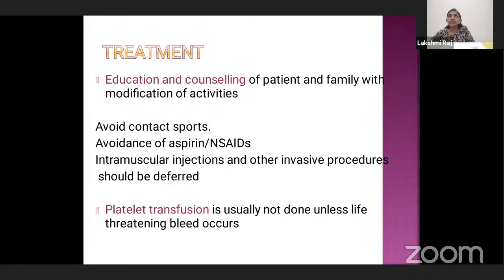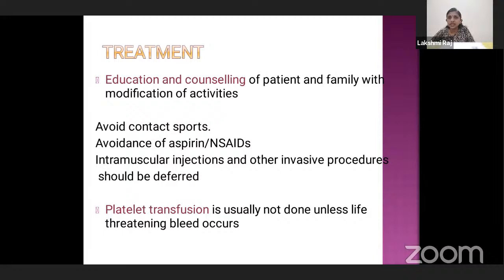So what happens in ITP? It is destruction of platelets. So what happens when we are giving more platelets? When we are giving a platelet transfusion, since it is an autoimmune mechanism, more platelets will get destroyed. As a result, we don't give a transfusion because that will only worsen the thrombocytopenia.